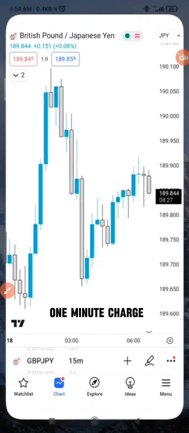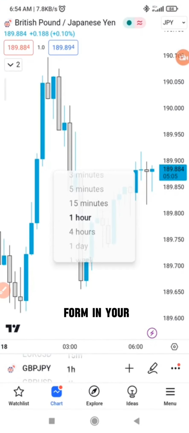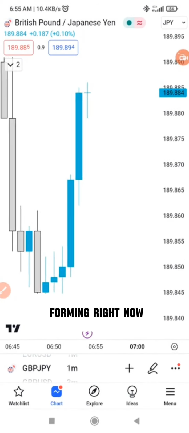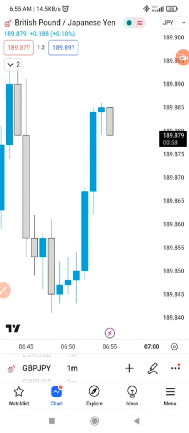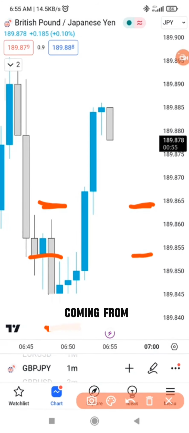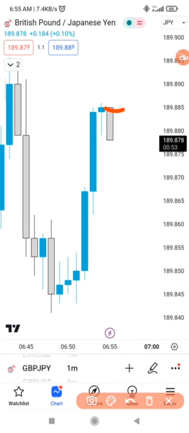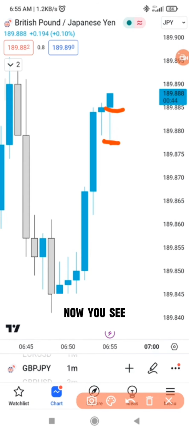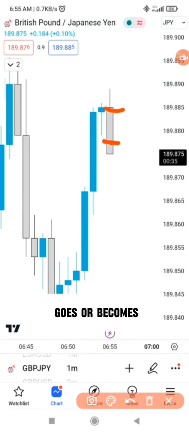We are going to use a 1 minute chart so you can see how price forms with your very eyes. This is a 1 minute chart. I want to look at the candle that is forming right now. Did you notice where price was coming from? Price opened here. It's still coming down. You see, it has formed the lowest point the price got to this 1 minute. Now you see, it has gone up. Until this candle closes, you will not know whether it's the bull or the bear that's in the market. You see, it goes up, it comes down.